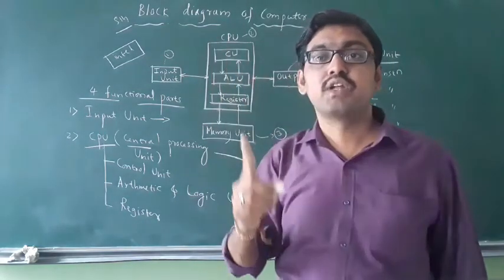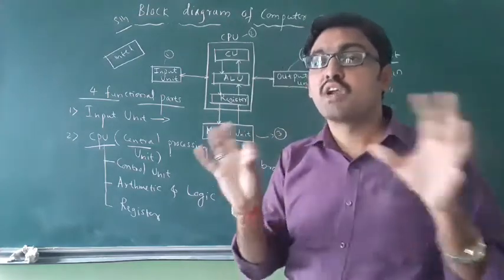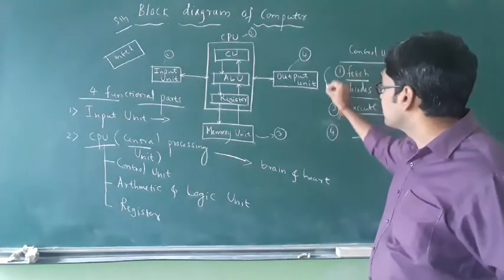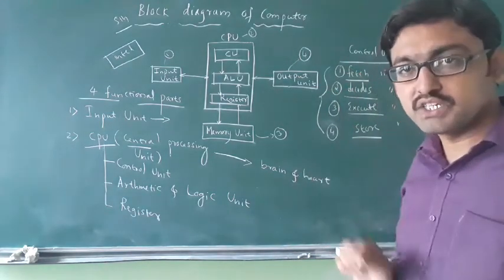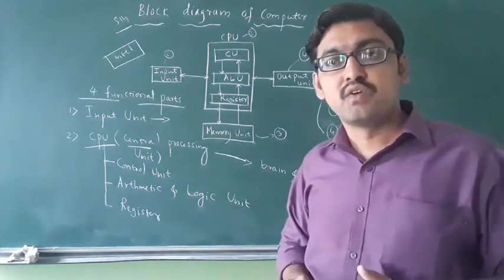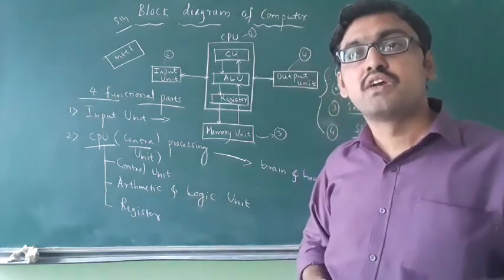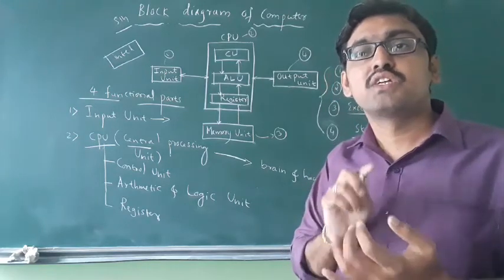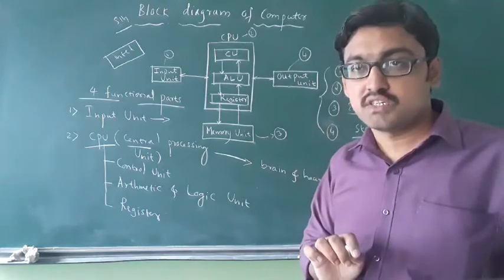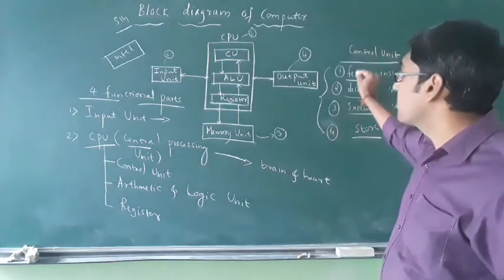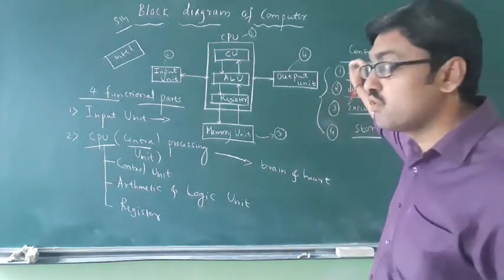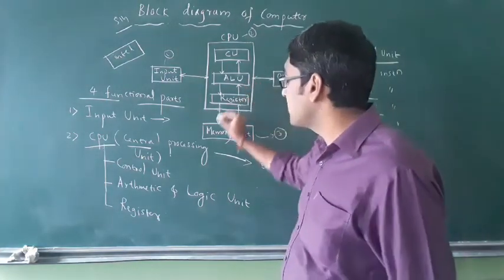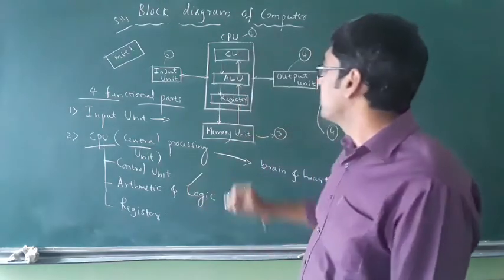See, control unit means it controls or coordinates all the activities of a computer. Then what are the functions? These are the 4 functions. They ask this for 3 marks: mention the functions of the control unit. It fetches the instructions, it decodes the instructions, it executes the instructions, then it stores the instructions. These are the 4 functions of the control unit.